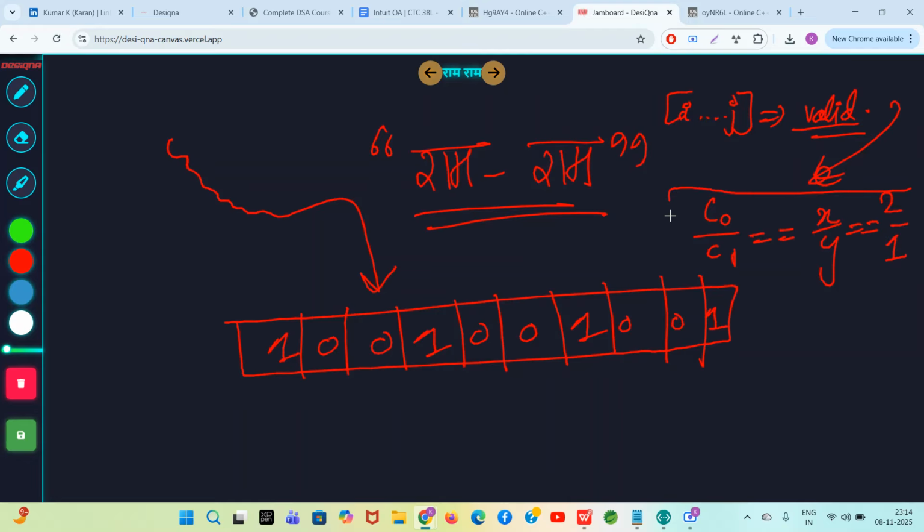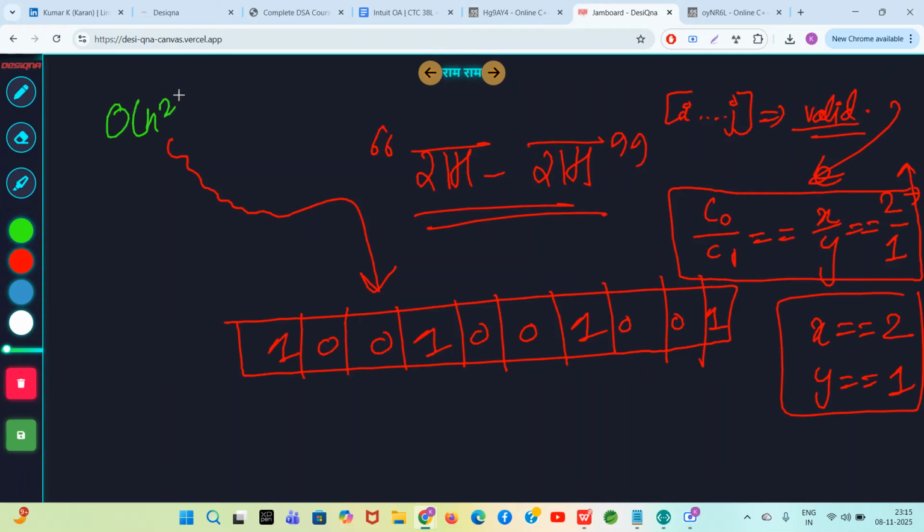Now listen properly. You want the count of 0 divided by the count of 1 to be equal to x by y. Let's say in the question they have given you x as 2 and y as 1. So how will you know if a subarray is valid? You can run an O(n^2) brute force. What will be the O(n^2) brute force? You will run two nested for loops. i will go from 1 to n, and then j will go from i to n.